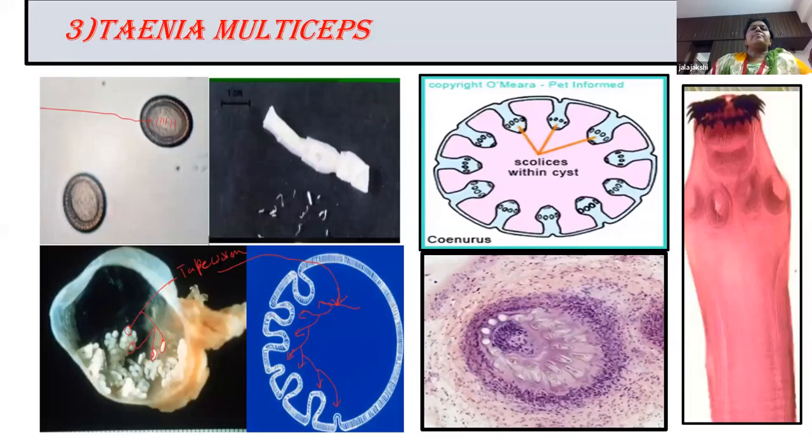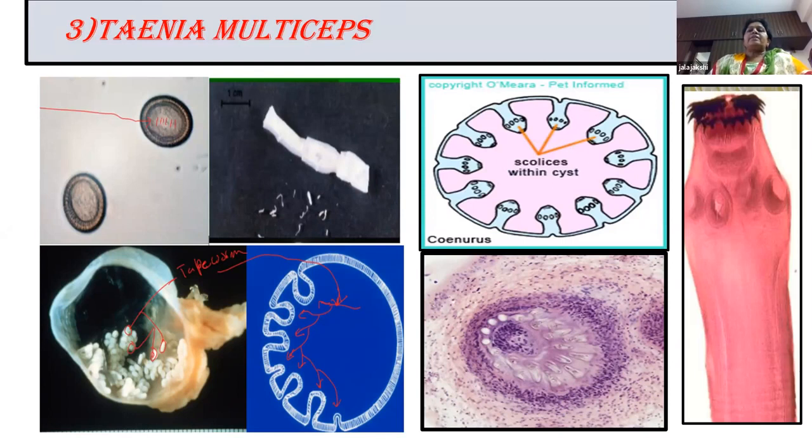The next important tapeworm is Taenia multiceps. It is also called Multiceps multiceps. The adult worm grows in the small intestine of dog, fox, coyote, and jackal. The metacestode stage is called Coenurus cerebralis. It mainly develops in the brain and spinal cord of sheep, goat, and other ungulates. It is also recorded in man. This bladder worm has numerous scolices attached to its inner wall, as shown in the figure.